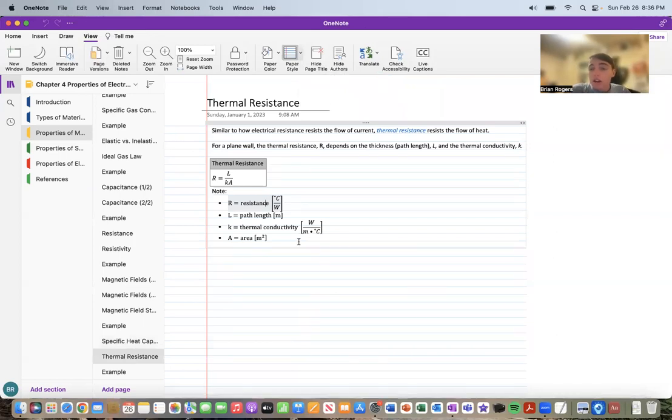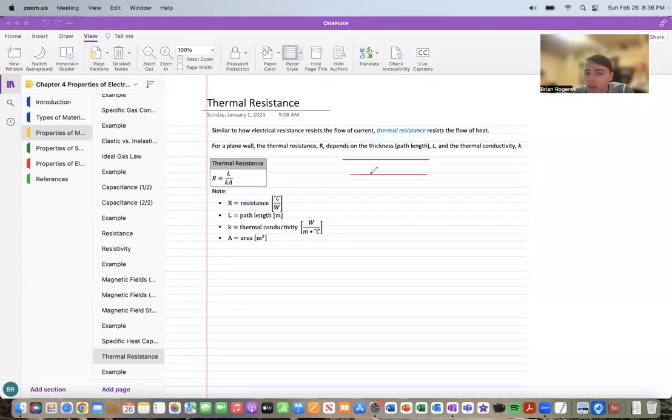Thermal resistance. Remember how we talked about electrical resistance? How it wanted to impede the flow of the electrons we had here. It wanted to make it harder. Well, thermal resistance resists the flow of heat. And so what we're going to see is thermal resistance is dependent upon the length, the path length, divided by the thermal conductivity, and it's also dependent upon the area.